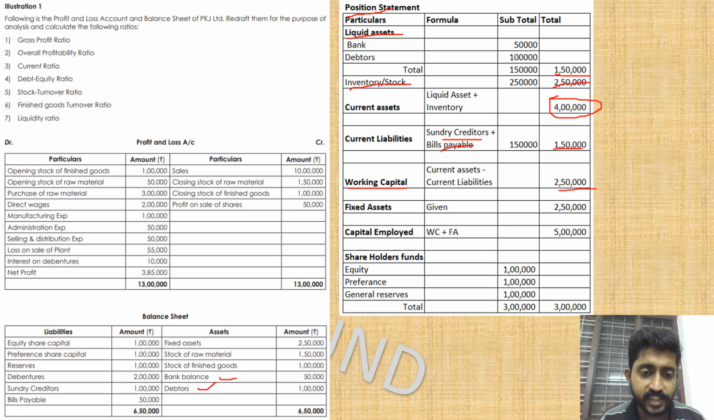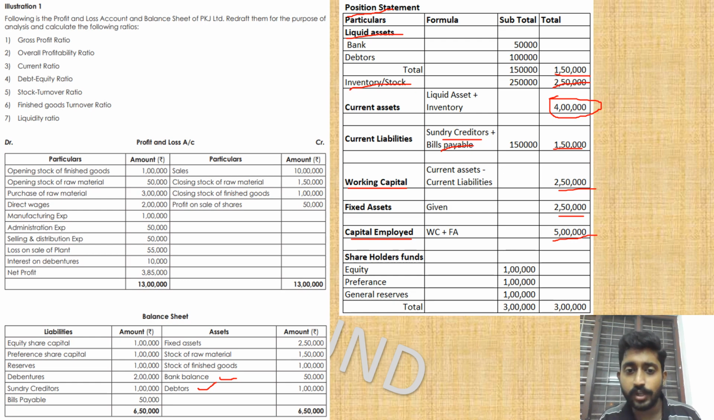Fixed assets, it is given in the question. Why I am taking that fixed assets? Maybe it may be required for calculating some ratios. What is capital employed? Capital employed is fixed assets. Your capital is not going to sit idle, you are going to invest it into the fixed assets and also in the working capital. So working capital, which is current assets minus current liability, plus fixed assets is going to be the total capital that you have employed. So capital employed is 5 lakhs.